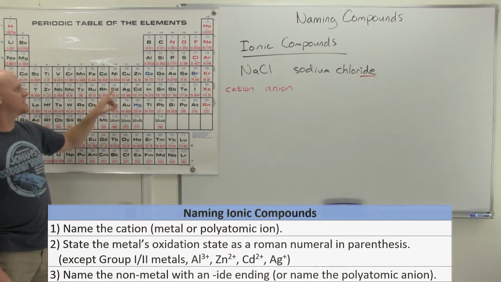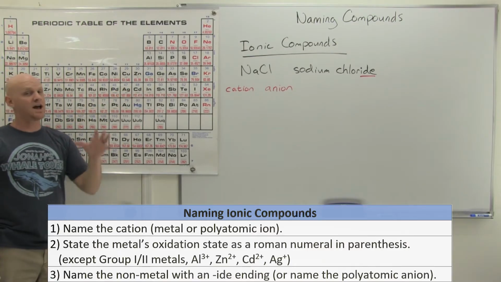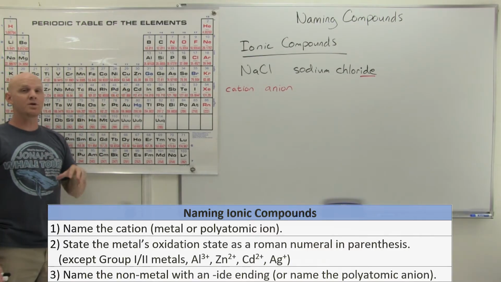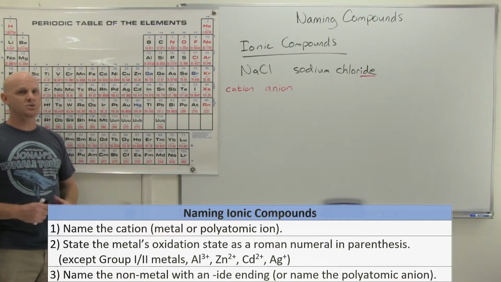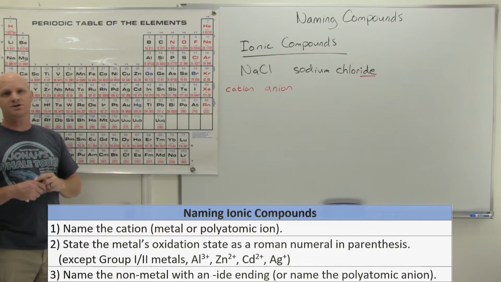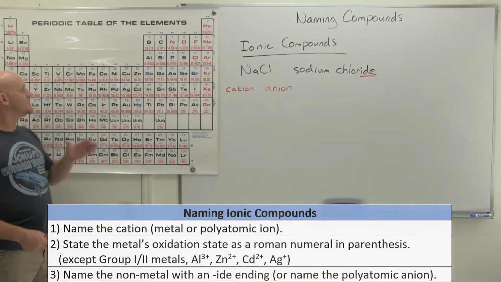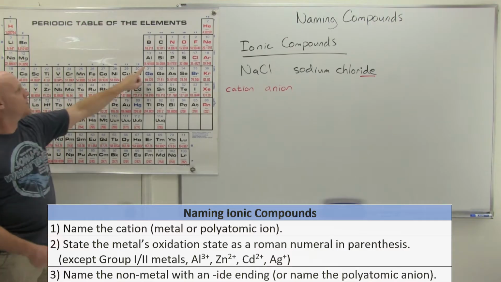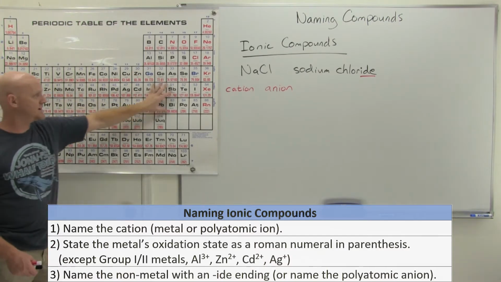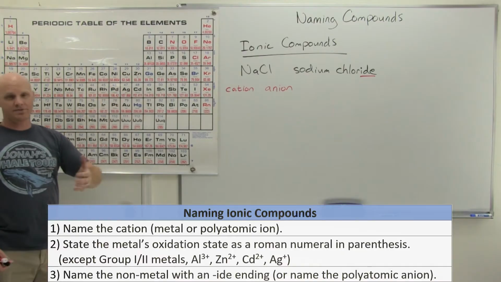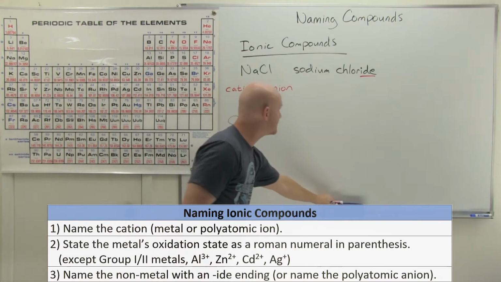So because these four metals always have the same charge, and you're on the hook for memorizing that charge, those also are exempt from rule number 2. You don't put the charge, or oxidation state we call it, of the metal in parentheses for group 1, group 2, or aluminum, zinc, cadmium, or silver. All the rest of these though in here and down here, all those metals, we'll have to do rule number 2, as we'll see in a couple of examples here.